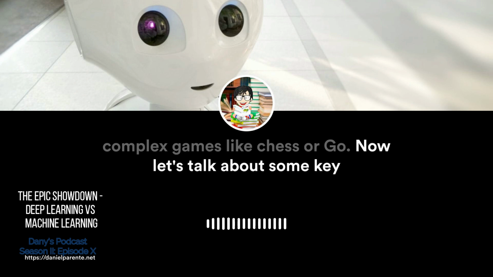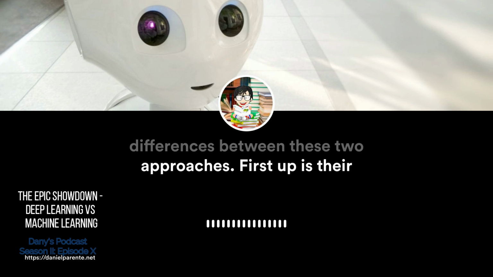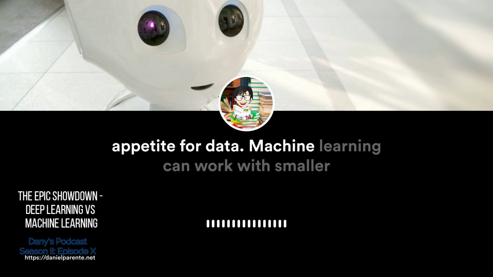Now let's talk about some key differences between these two approaches. First up is their appetite for data.